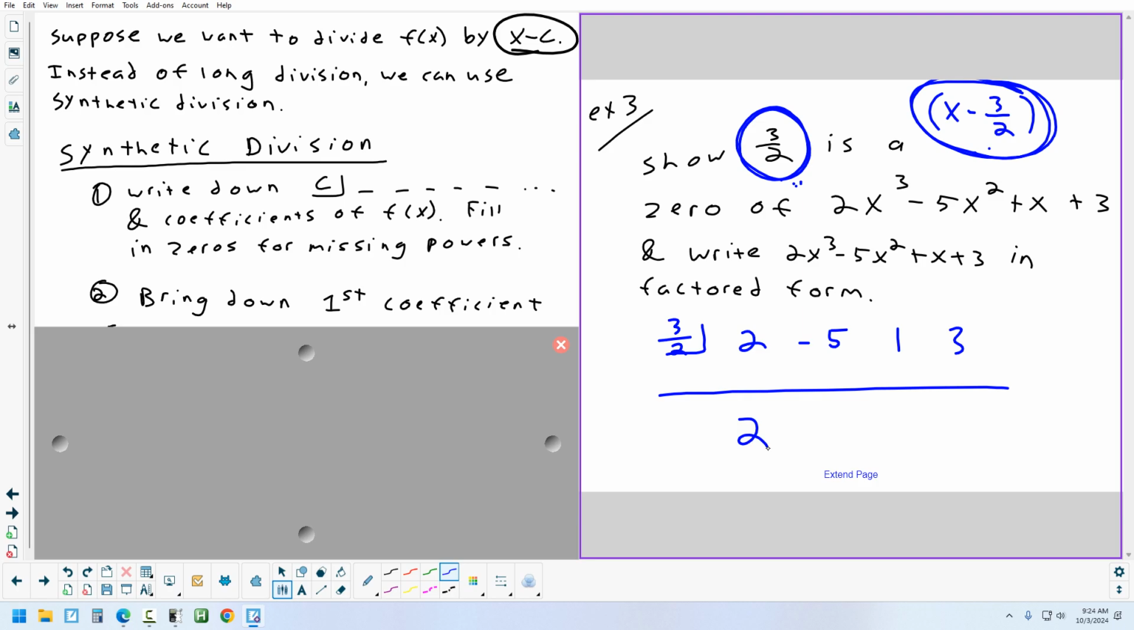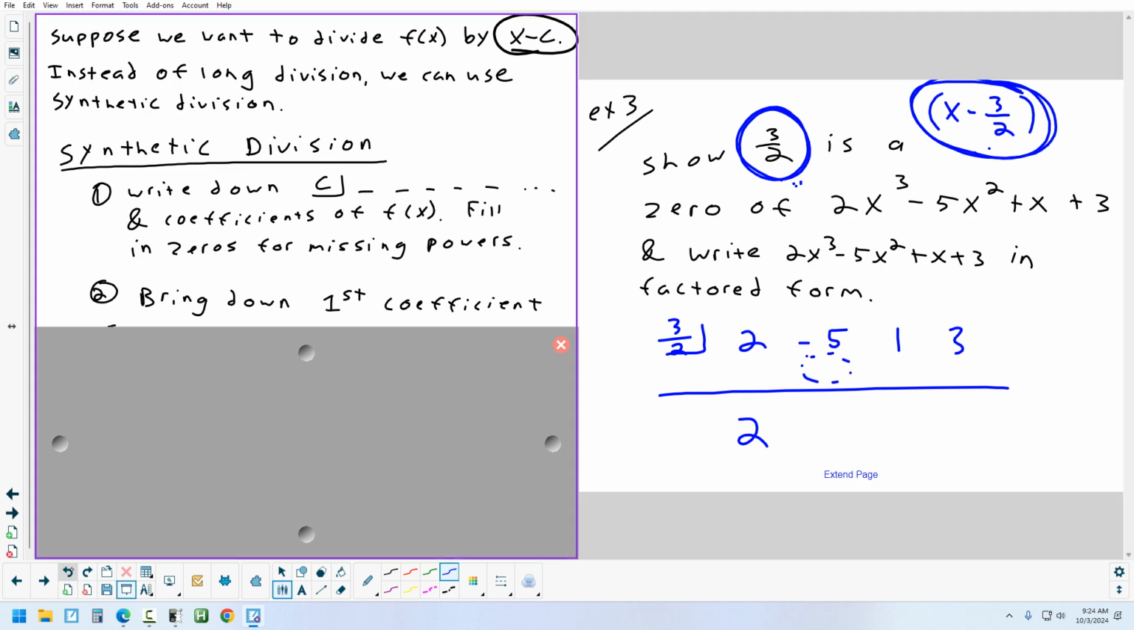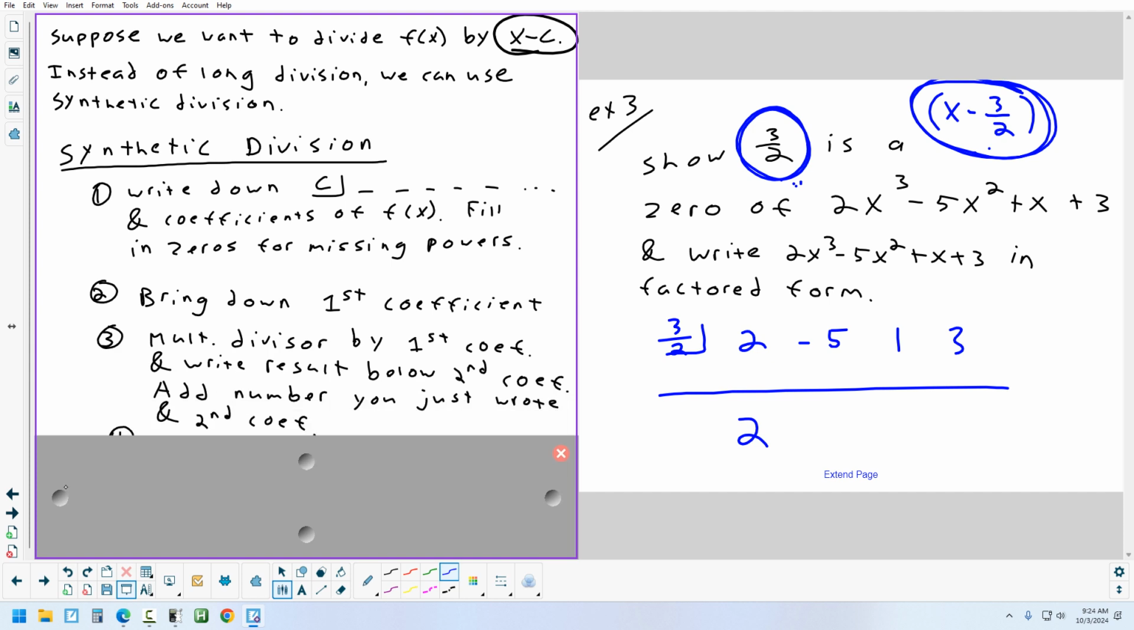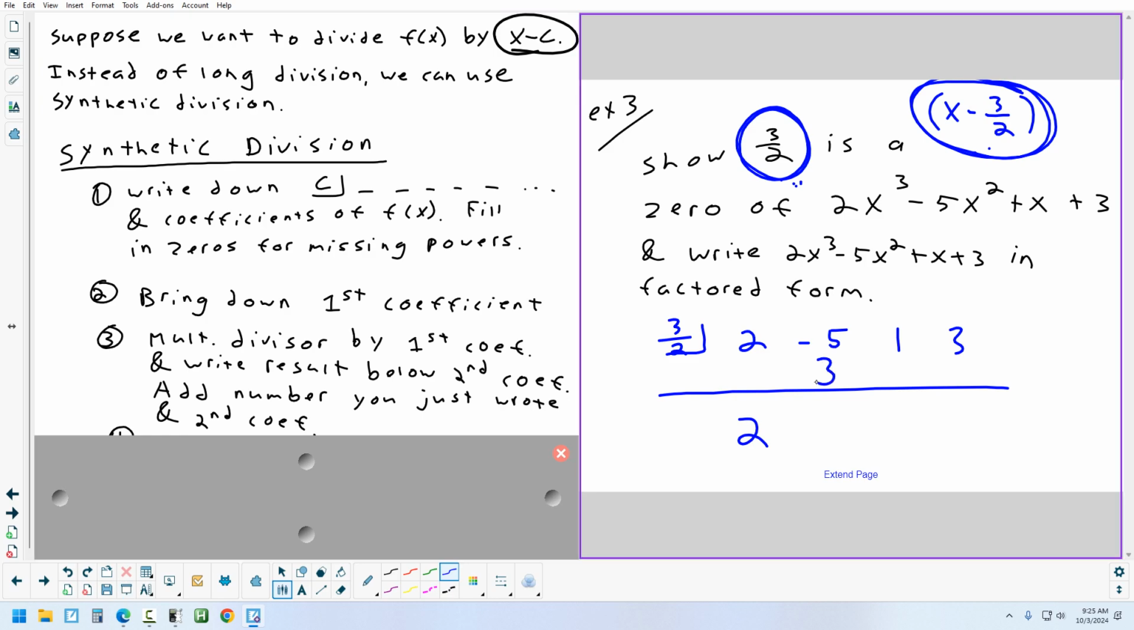The next step, you're going to multiply the number in the bottom times the fraction, and we're going to put the answer right there. So multiply the divisor, which is 3/2, times the first coefficient, the number you just brought down. We're going to write the answer in the second column. What's 3/2 times 2? 3. That's what you do with that step.